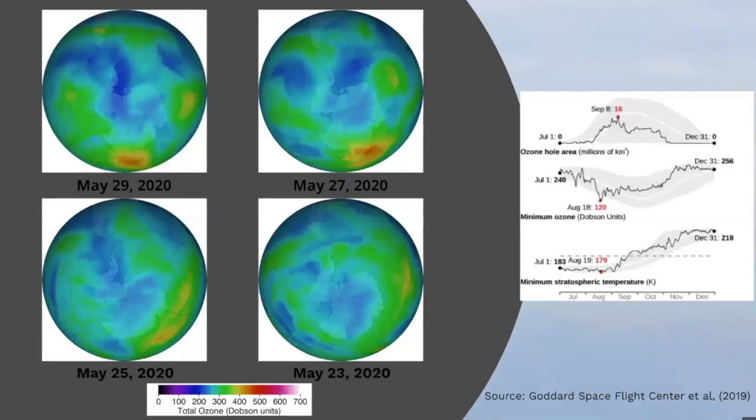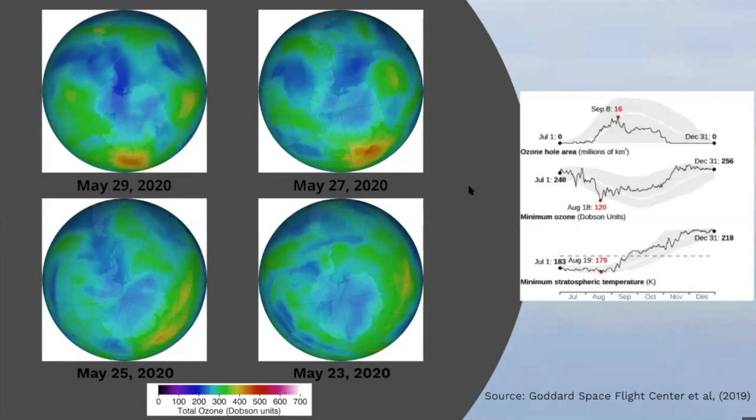All right, so now that we know a little bit about ozone, let's talk about how this looks from space. Here on the left, I've included 4 images of Earth from NASA's Goddard Space Flight Center. These graphs show us the latest status of the stratospheric ozone layer over the Antarctic. As you can see, these are recent images dating from May 23rd to May 29th of the year 2020. The blue colors show where there's less ozone, and the green colors show where there is more ozone.